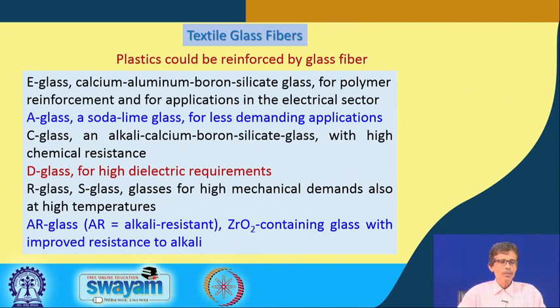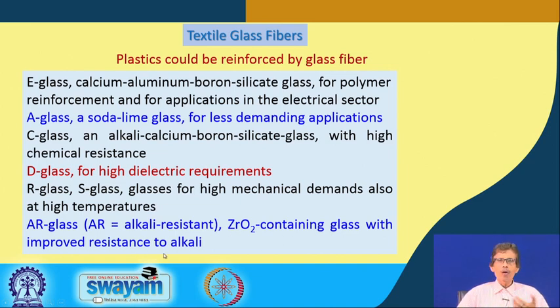Then we can have R glass, S glass and all different sorts of glasses, where you can have high mechanical demand at high temperature. So, it can have high mechanical strength, and it can withstand a high temperature also. Then the other variety we can think of is known as alkali resistant glass, which is known as AR glass. Already we have seen that it can withstand very high temperature if we use zirconium dioxide or zircon. So, zircon containing glass with improved resistance to alkali.